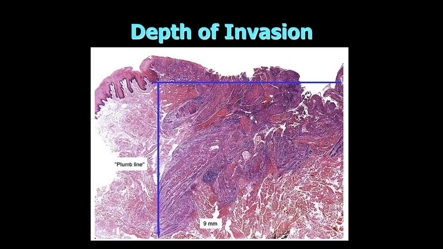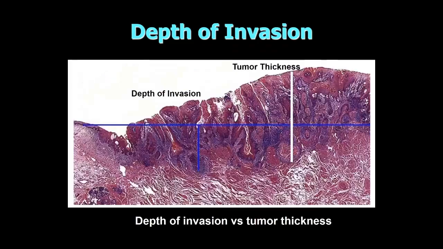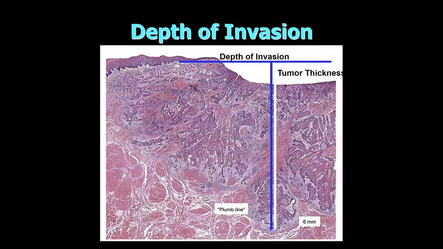If the tumor is flat, then yes, the depth of invasion would equal the tumor thickness. But if, like in this case, the tumor is exophytic, we can see that the tumor thickness is actually larger than the depth of invasion. And the opposite is true for an ulcerated tumor. In this case, the depth of invasion would actually be larger than the tumor thickness.